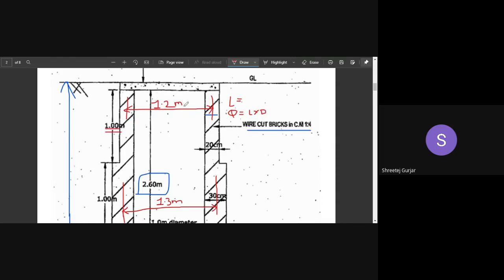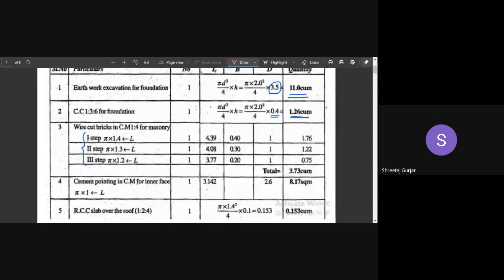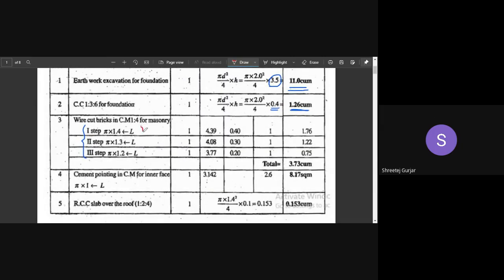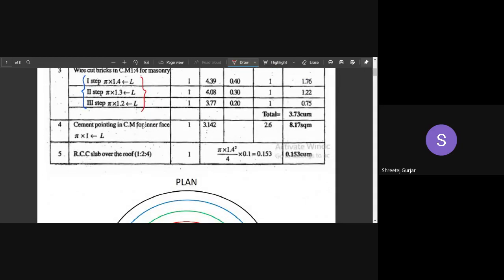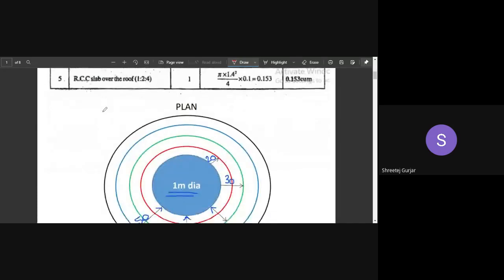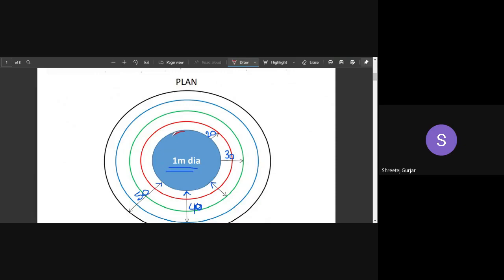Okay. So now we are done with brickwork calculation. All of this we have calculated. Next, moving on to cement pointing. Okay, cement pointing in cement mortar for inner surface. For inner surface, we need to calculate cement plastering or cement pointing, which we call. So inner surface, meaning this surface we need to plaster, right?